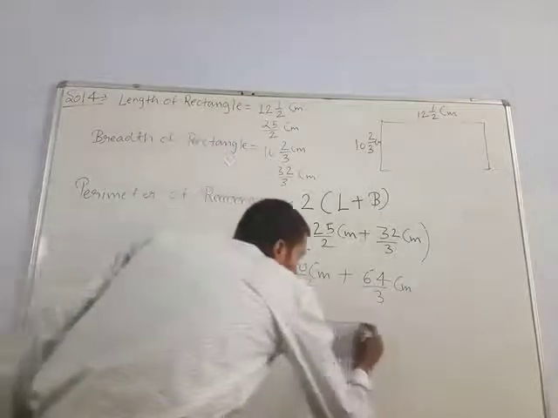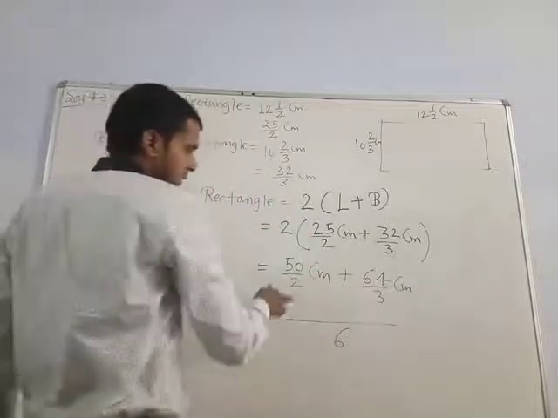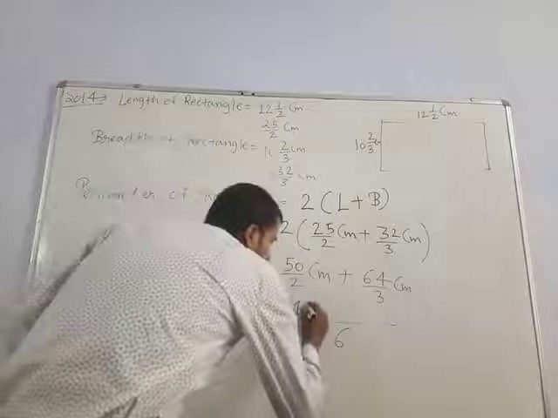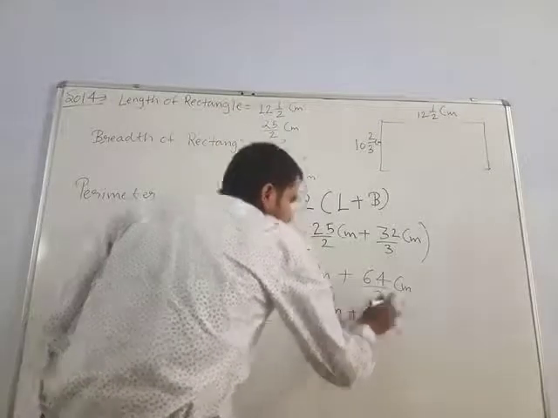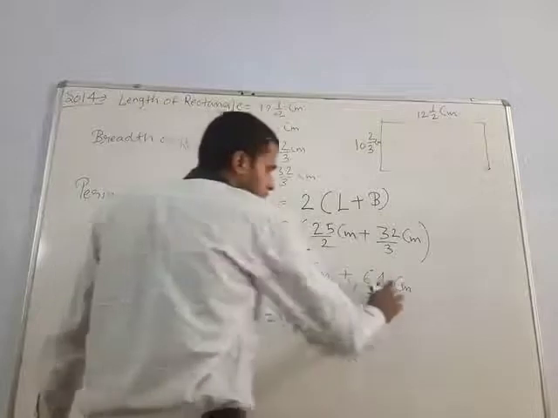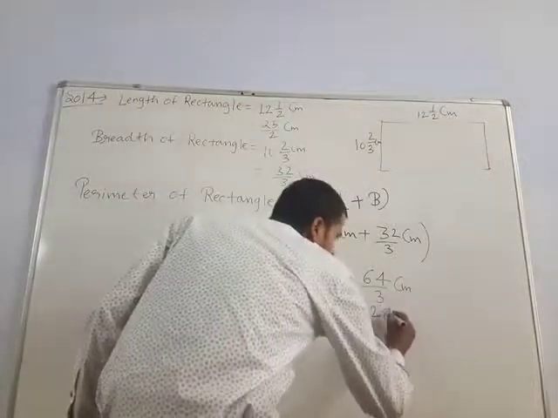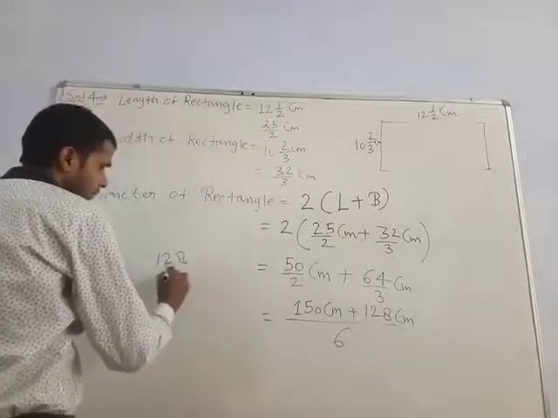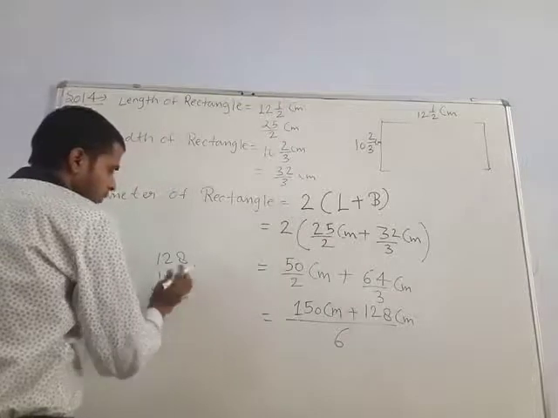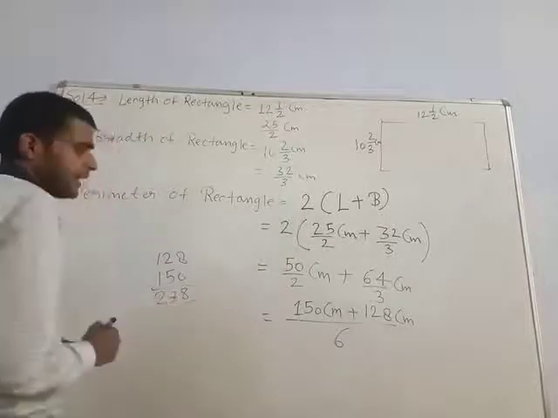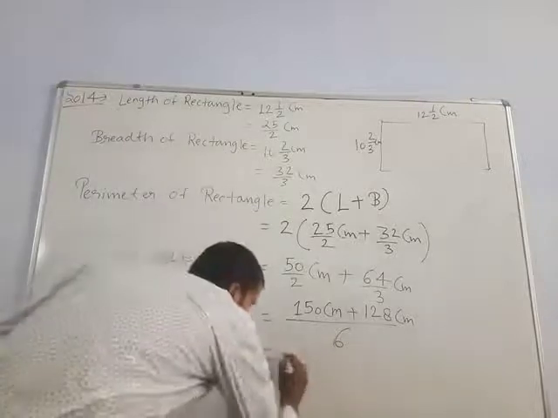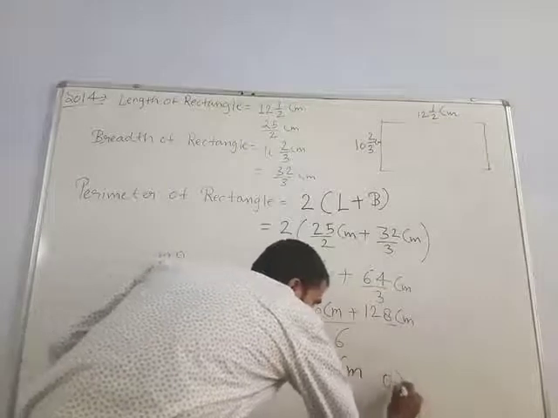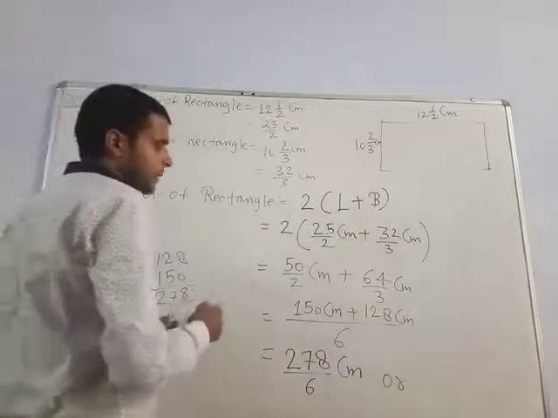You have to take the LCM of 2 and 3, that is 6. 2 divided by 6 is 3, 3 multiplied by 50 is 150 centimeter, plus 3 divided by 6 is 2, 64 multiplied by 2 is 128 centimeter. You have to add 150 plus 128, that is 278 upon 6 centimeter. This is an improper fraction, so you write it as a proper fraction.